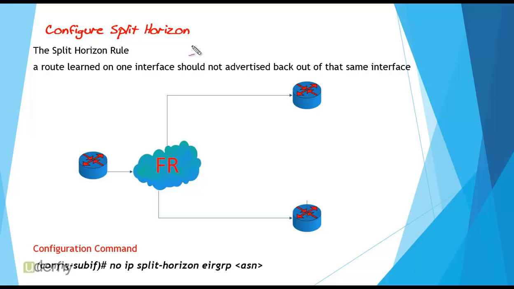There is a rule called split horizon in distance vector routing protocols, which could help them to prevent routing loops. The split horizon rule is very simple. A route learned on one interface should not be advertised back out of that same interface because it may cause routing loops. This rule is very good, but in some situations it may cause some problems.